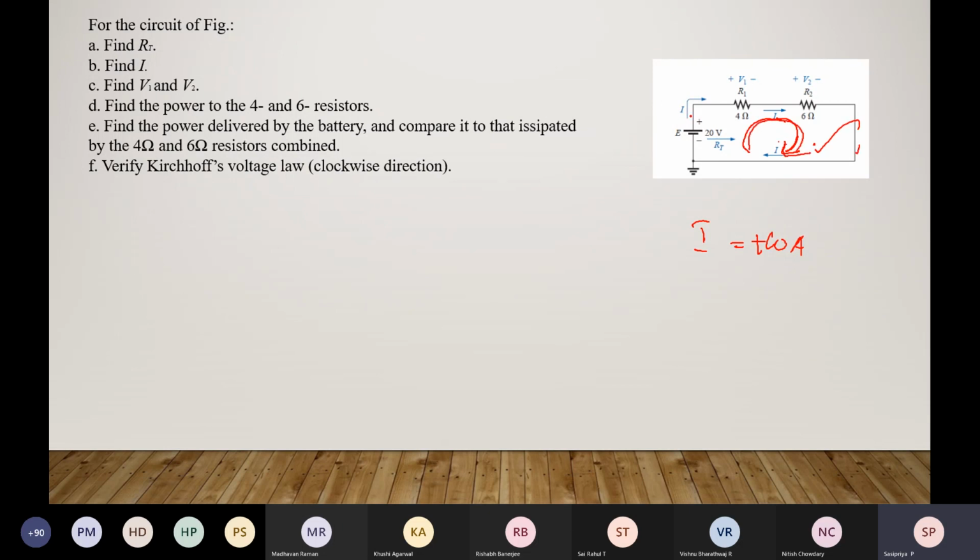If this is the source and I assume the current direction like this, then I'll be getting minus 10 amps. What is the indication of this? My assumed current direction is opposite to that of the original current direction. My original current is like this. That's what I was saying. Am I clear now? Thank you, ma'am. Okay, good.